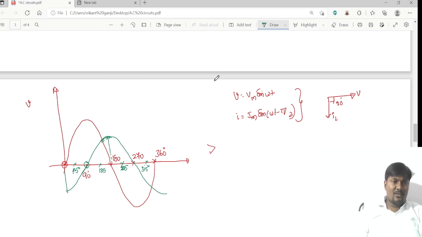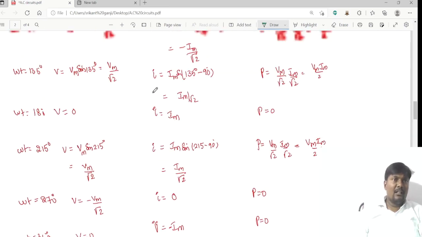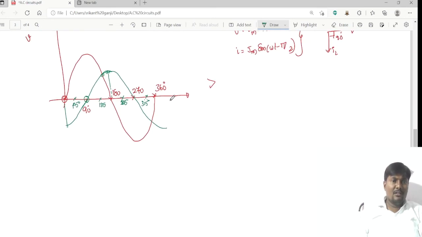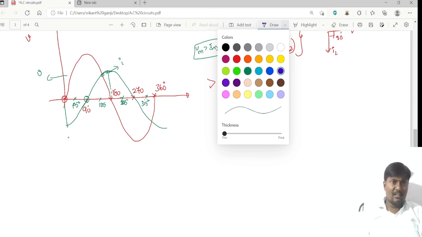So again, if you want to check the values, at omega t equal to 90 it will be 0, and at 45 degrees it is minus I max by root 2. I am drawing the waveform with less magnitude. Why? Because you can assume that Vmax is greater than I maximum. So by the product of these two, we get the instantaneous power waveform.